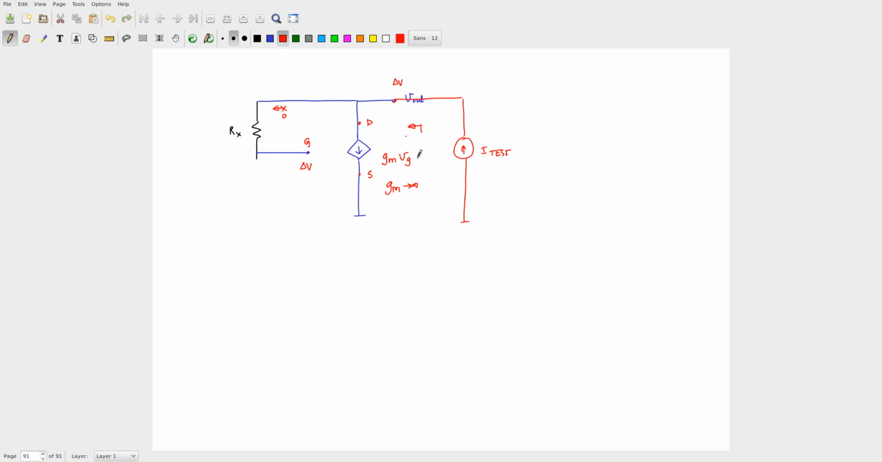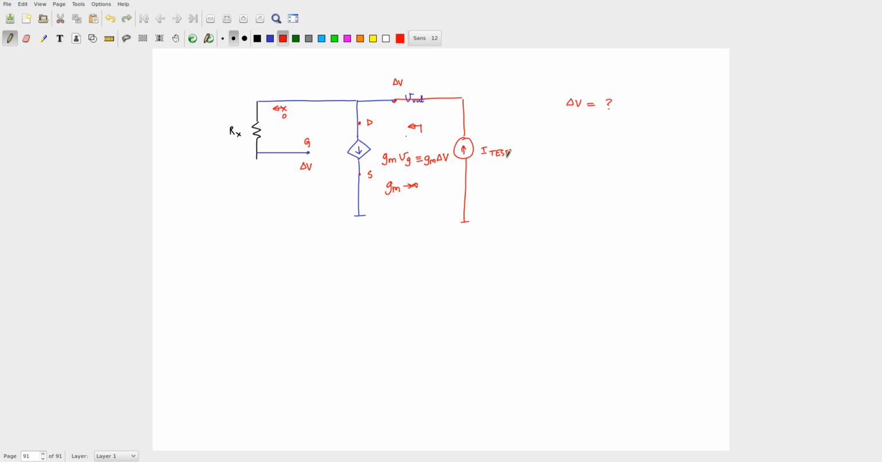So this is going to be Gm times delta V, correct? Gm times delta V. And Gm is infinity. So I test will basically flow in here. So what is your delta V going to be equal to?